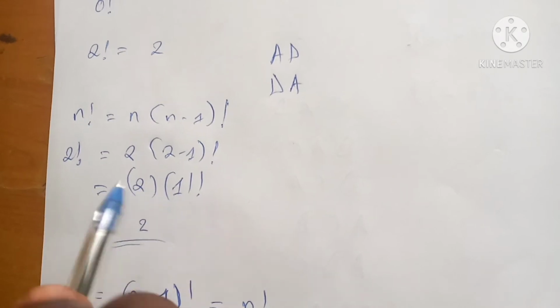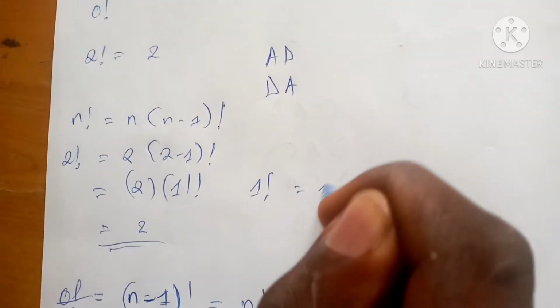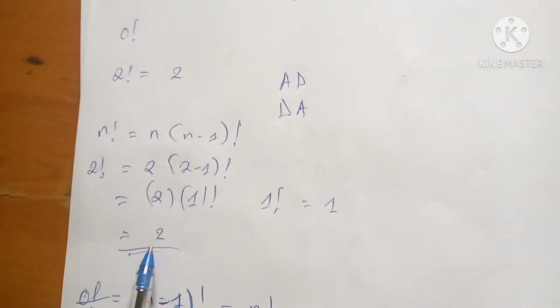But we know that 1 factorial is equal to 1. It means 2 times 1 is equal to 2.